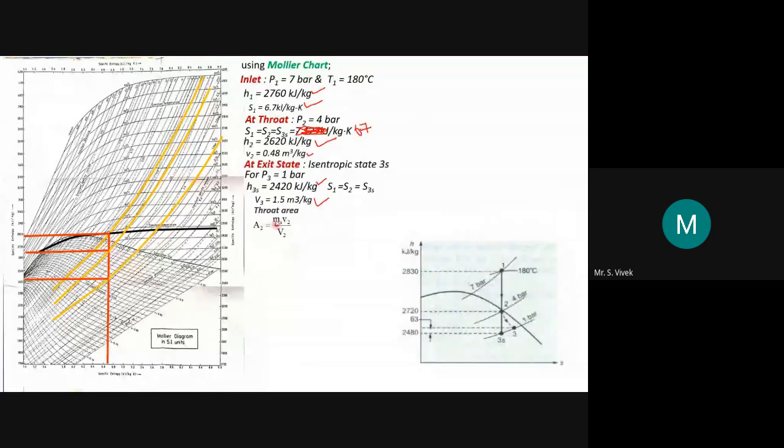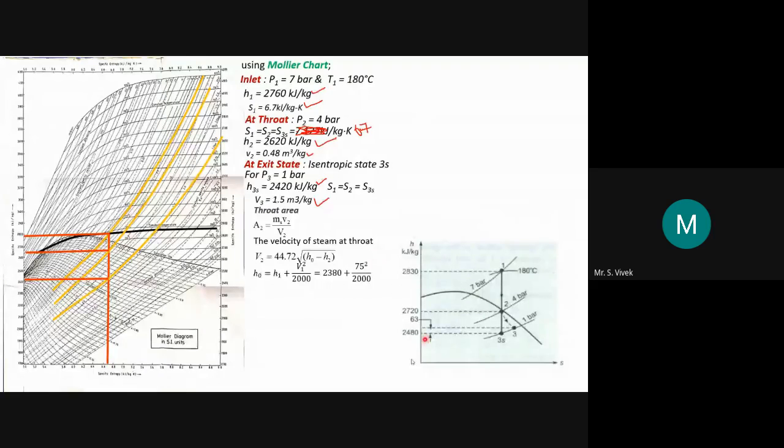Correct. So if you want to find out the throat area, we must know mass flow rate, specific volume and velocity. Mass flow rate is given in the problem, and specific volume we found out from the Mollier chart as 0.48. The only data which is not known to us is the velocity of the steam at the throat. So this is the formula. As you said earlier, V2 is equal to 44.72 into root of H naught minus H2. So H naught, we know the formula. H naught is equal to H1 plus V1 square divided by 2000, right?